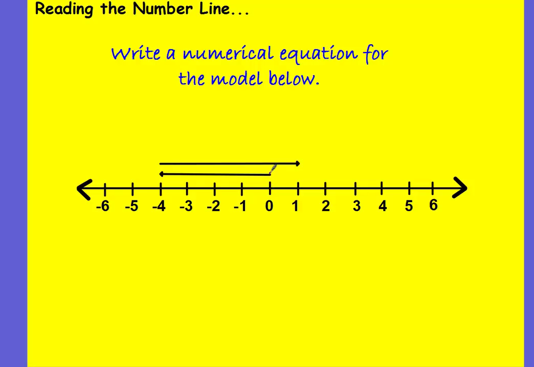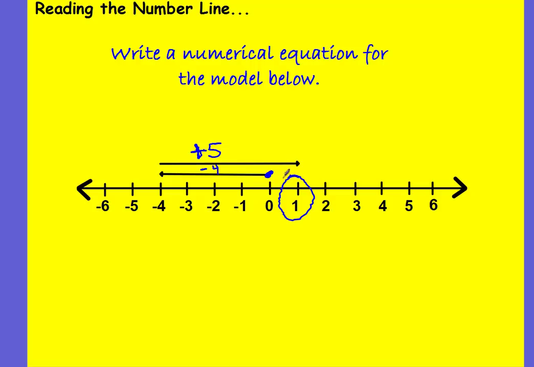So here's my 0, this is my first line. And how many units is the first line? It's 4 going to the left, which means it is a -4. Then I have a line above it that goes to the right. So if we're going to the right, that means it is a positive integer. And how many units does it go? Well, 1, 2, 3, 4, 5. It goes 5 units. And it stops at a +1.